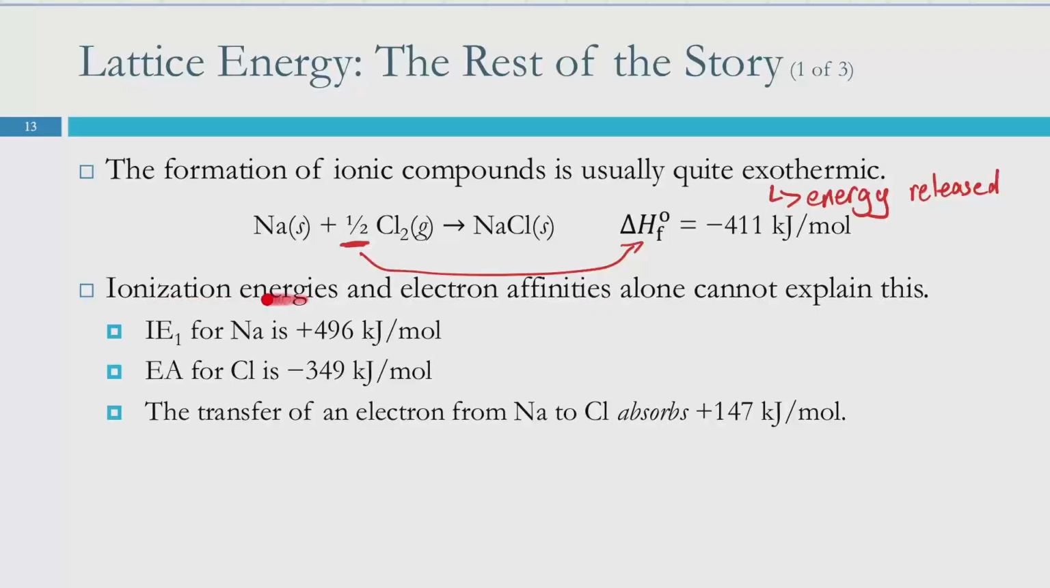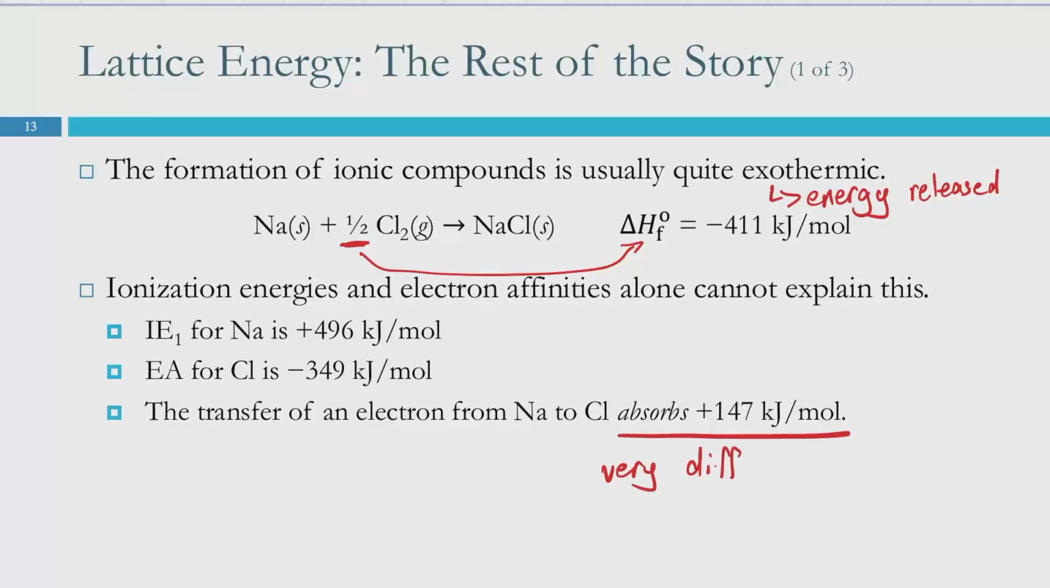If we look at the ionization energies and the electron affinities, it doesn't entirely explain this. So for example, the ionization energy for the sodium, for it losing that 1 electron, you'd have to put in about 500 kilojoules per mole. The electron affinity for chloride, it would release about 350 kilojoules per mole. And so the net effect is we expect that the transfer of an electron is going to absorb 147 kilojoules per mole.